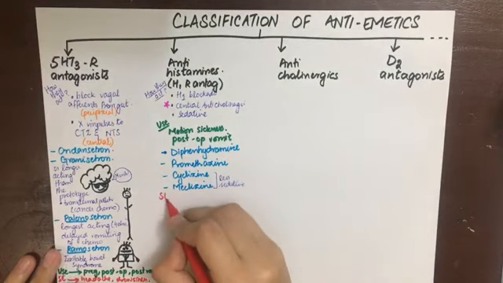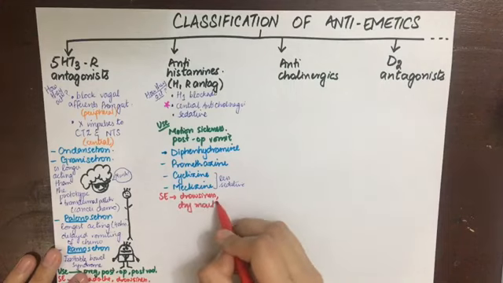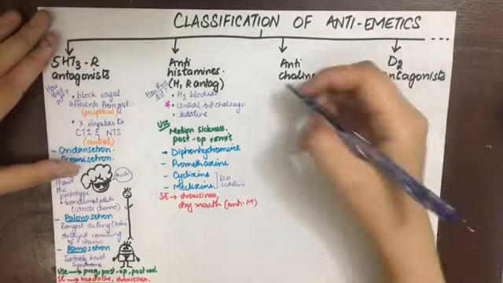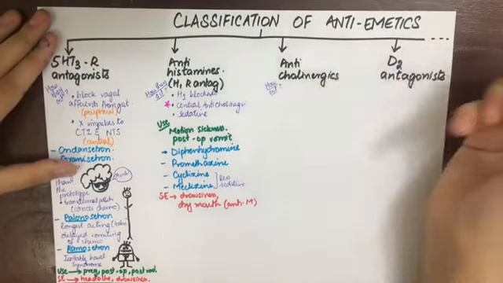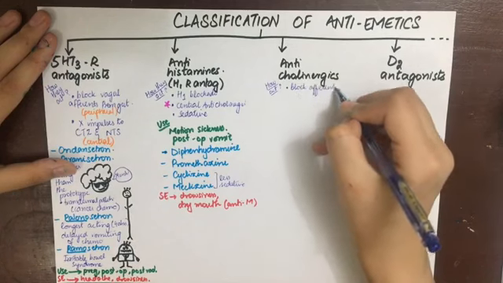Cyclizine and meclizine are less sedative. Their side effects are mainly drowsiness and dry mouth due to the antimuscarinic action. Now let's look at the anticholinergics. Anticholinergics are the drugs of choice for motion sickness.